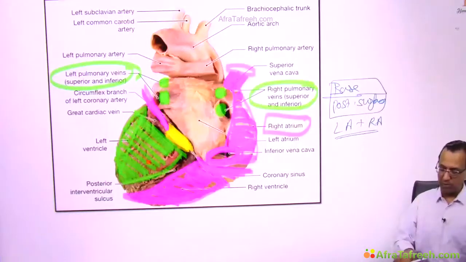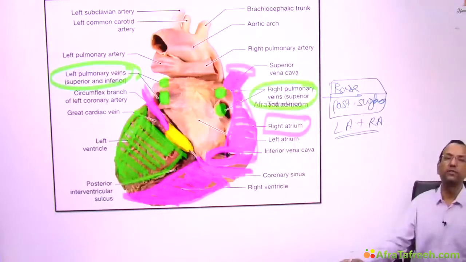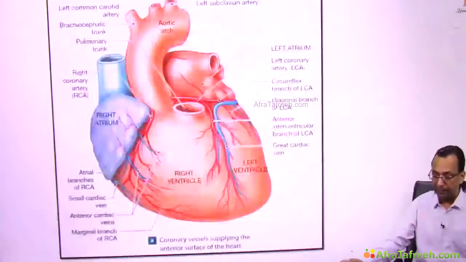You mean to say both the ventricles are sitting on the diaphragm? Yes. And this is the diaphragmatic surface? Yes. Who is contributing to the diaphragmatic surface? The two ventricles. This is the diagram which we are going to revise now again and see.